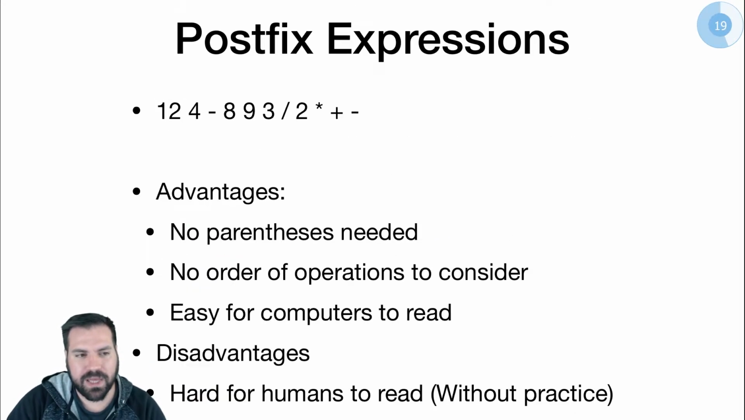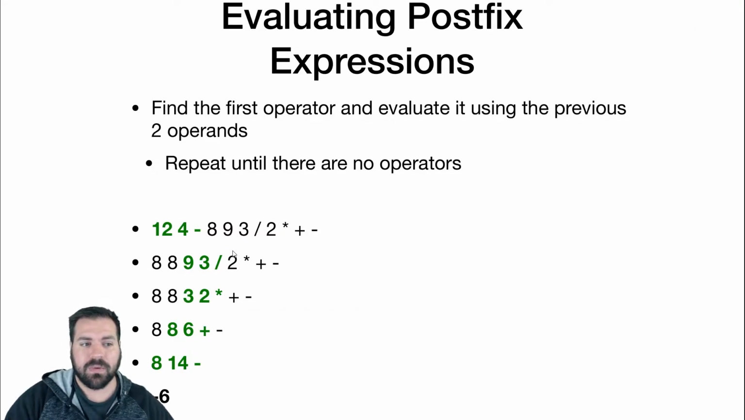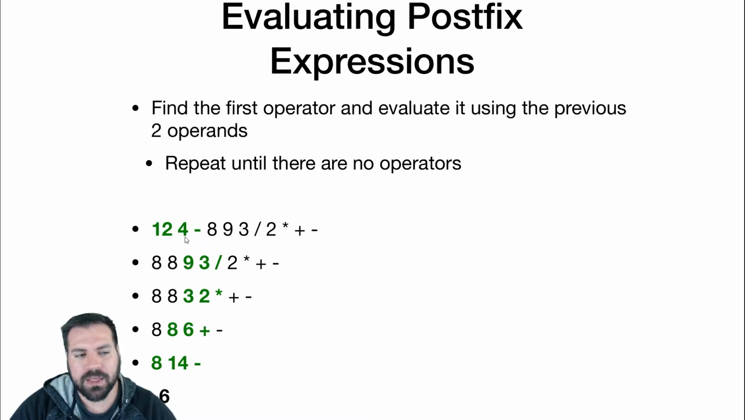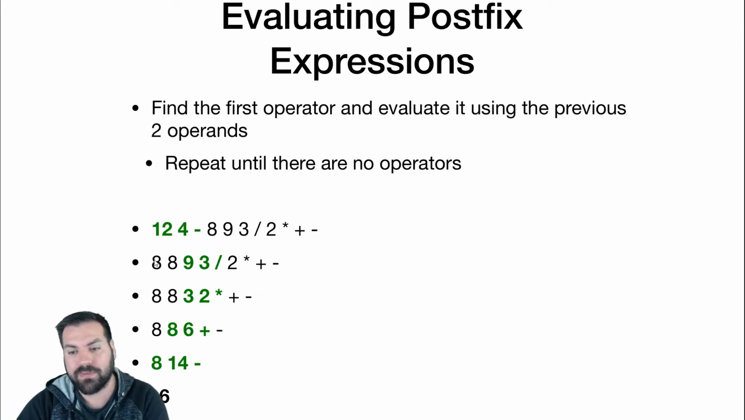So to evaluate one of these expressions written in postfix notation, what we do is scan the elements here. Whenever we find an operator, we're going to look at the two previous values, and those are our operands, and we're going to evaluate that. So we have a subtraction. We're going to look at the previous two things, 12 minus 4, evaluate that, and replace those values with whatever that evaluated to. Then we continue scanning until we find another operator.